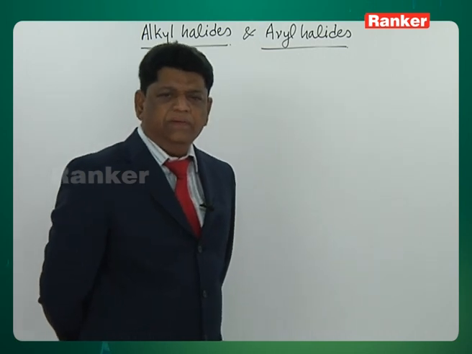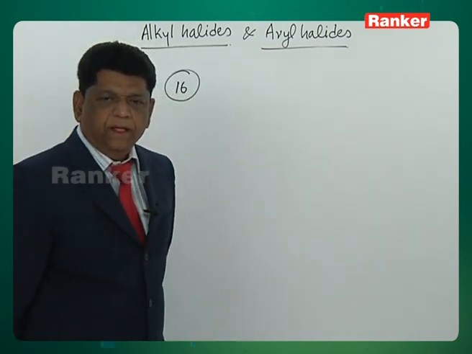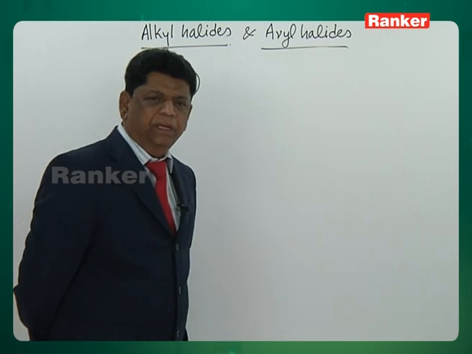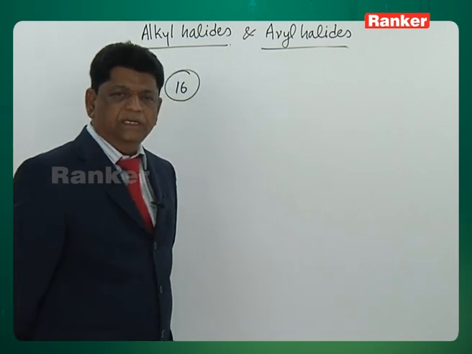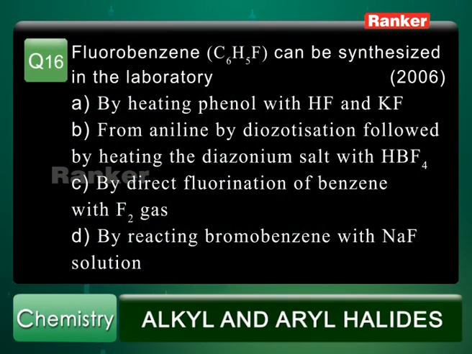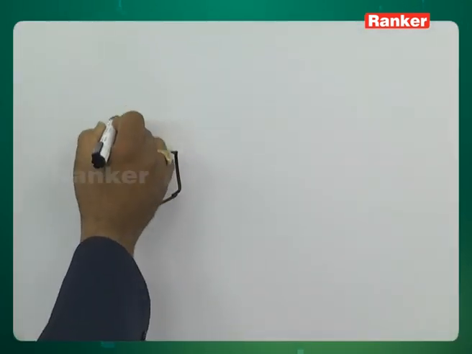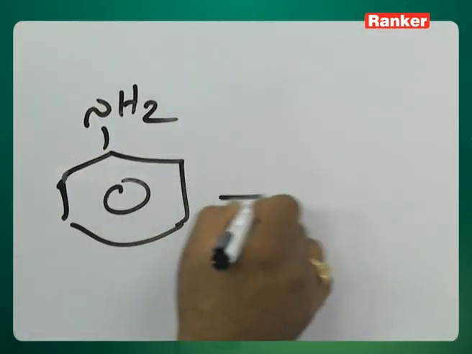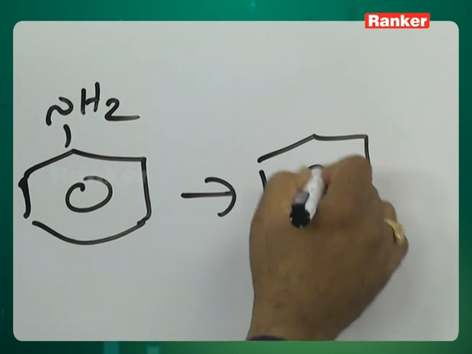Fluorobenzene can be synthesized in the laboratory. It's generally from benzene that we fluorinate it, but the fluorination is a violent reaction. So therefore aniline is diazotized so that diazonium chloride is formed. Then it is treated with a mixture of BF3 and HF so that benzene diazonium fluoborate is formed. So aniline is first converted into the diazonium salt.